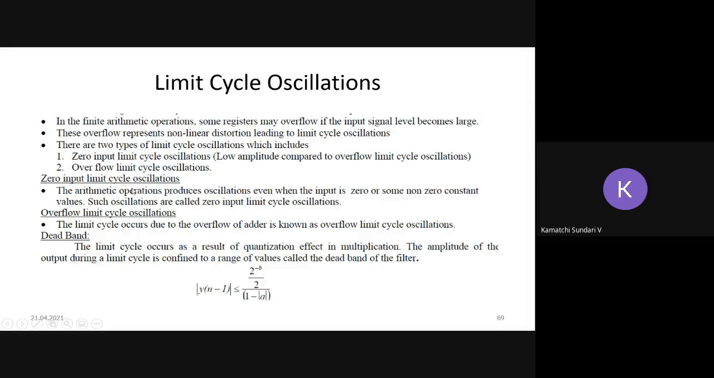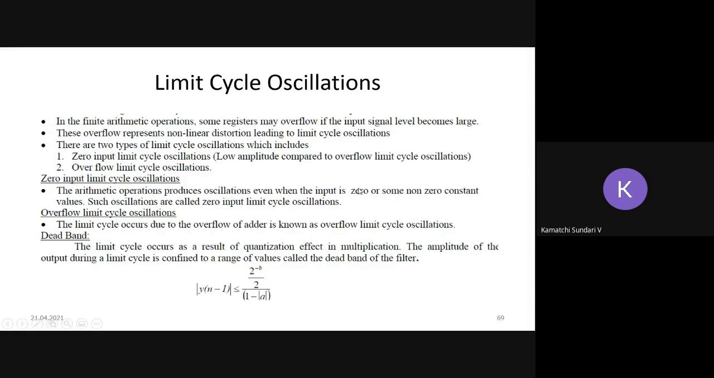So zero, in the sense, the arithmetic operation produces the oscillation. In the case of limit cycle oscillation, it will produce oscillation in our output. That is, it will oscillate between two different values. It is possible, right? So it will oscillate between two different values. So when will it happen? One is the zero input limit cycle.